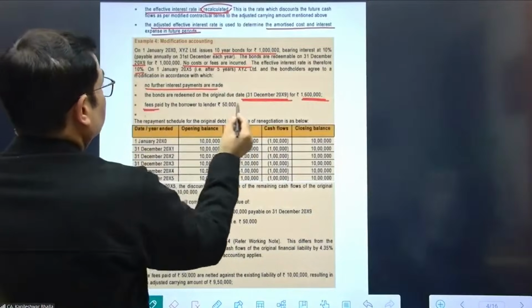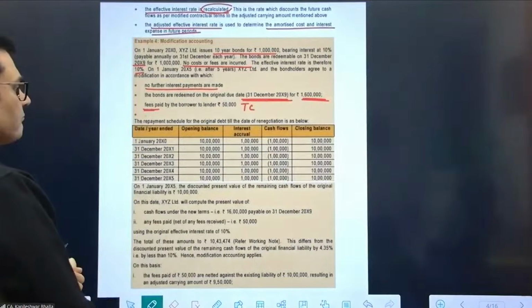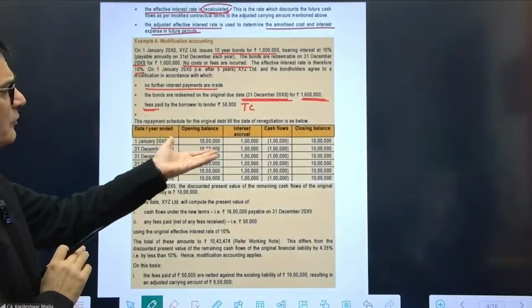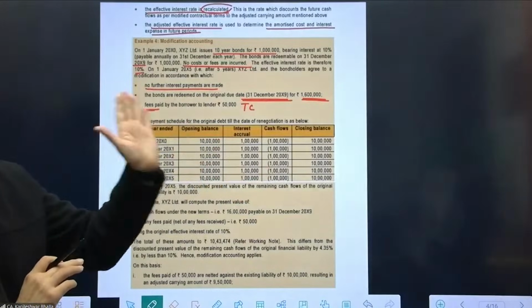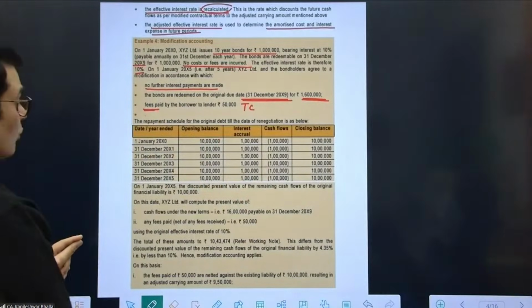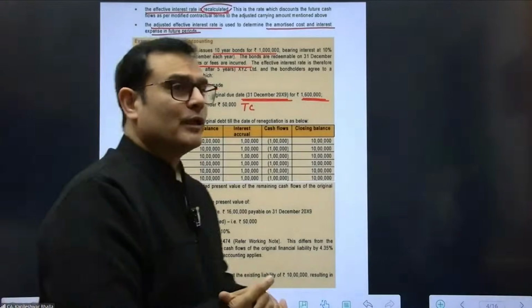And then there is a fee which is paid, that is TC. Here again, the original debt repayments are given, which really doesn't bother me much. Now, we are again required to do what? Conduct a 10% test.